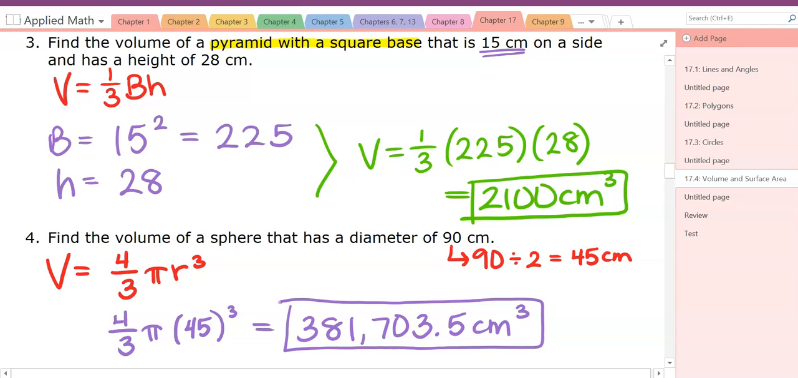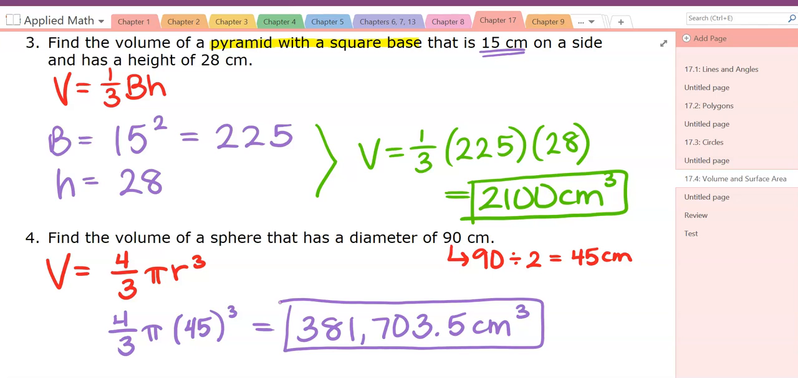If you don't like the fraction, because I know some students, like on pyramids, cones, and spheres, hate the 1/3 and the 4/3. Here's what you could do instead of calculating with the fraction. For the first one, like I said earlier, you could take 225 times 28 and then divide by 3. That's the same thing as multiplying by a third. For 4/3, you could take 4 times pi times 45 to the third and divide all of that by 3.